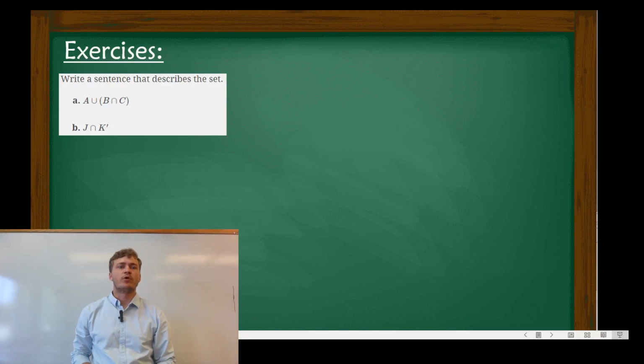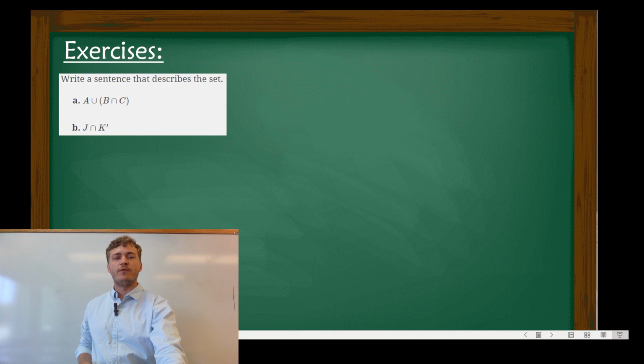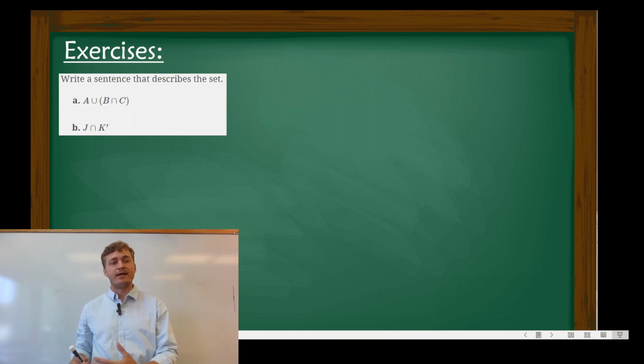Our next examples work with expressing our set notation in sentence form. That is, write a sentence that describes the set. And when we think about this here, every time you see the union notation, think or. When you see the intersection notation, think and. And when you see the complement notation, that is the apostrophe, think not. That is, the element is not in K.